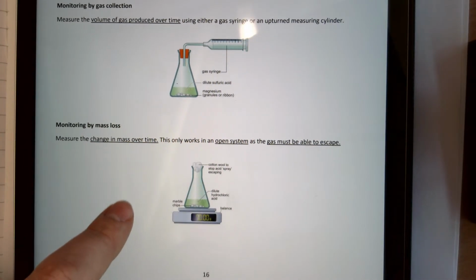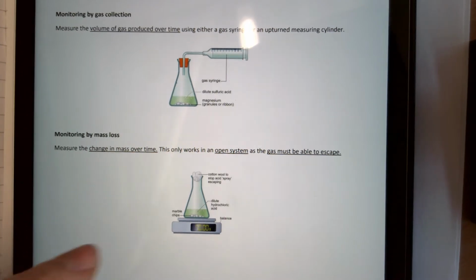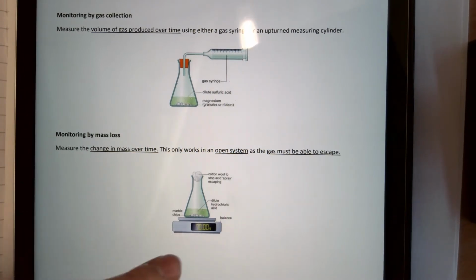Again, just recording the change in mass is not enough. You have to do the change in mass over time. So again, at regular time intervals, you would have to record what the mass is, and then when you've got the mass changing over time, you can use that to calculate rate.